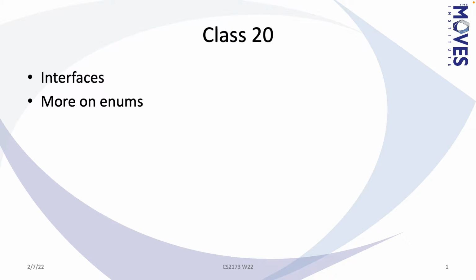Okay, so today we're finally going to finish up chapter 7, and then starting tomorrow we're going to move on to chapter 9, inheritance, which is one of the big ideas in object-oriented design.